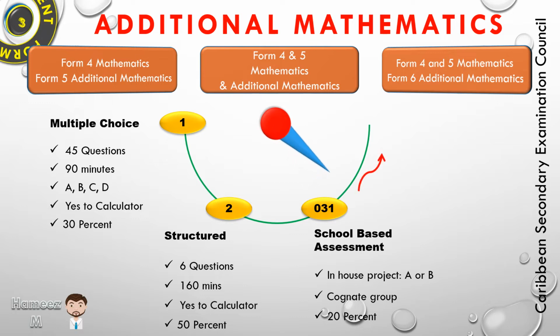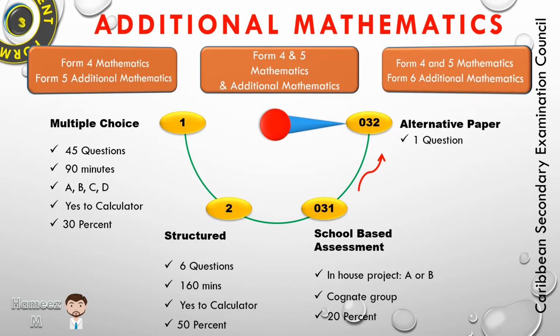And for those students who are not writing the SBA, there is a paper 032, which is an alternative paper. This paper is intended for private candidates and those who are repeating. There is only 1 question on this paper, and it is 90 minutes long. Any portion of the syllabus or a combination of various sections may contain the specified topic or topics.